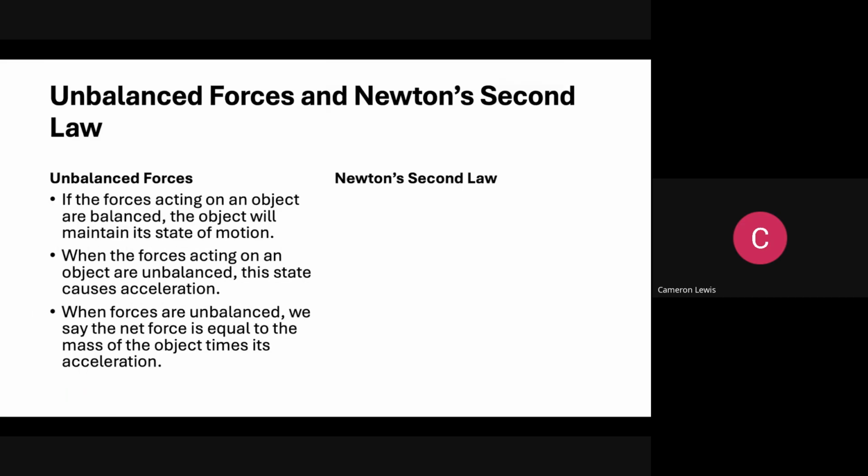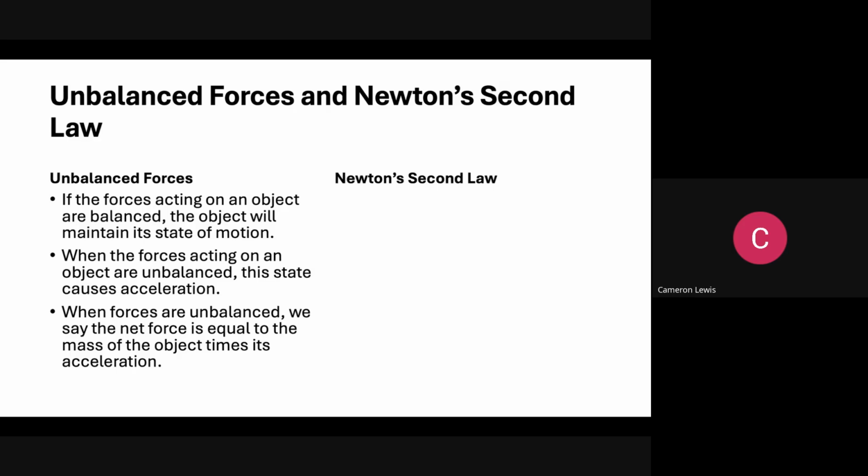When forces are unbalanced, we say the net force is equal to the mass of the object times its acceleration. Remember we started talking about inertia? It's solely a part of our object's mass. Inertia is the tendency to resist a change in something's state of motion. How hard is it for me to move? I'm a very massive person, so it takes a lot to make me change my state of motion. It takes a lot for me to get up, to sprint, or for somebody to push me.